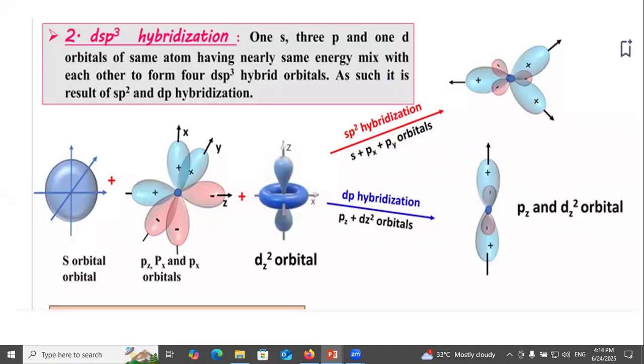dsp3 hybridization: one s, three p, and one d orbitals of the same atom having nearly the same energy mix with each other to form 5 dsp3 hybrid orbitals. As such, it is a result of sp2 and dp hybridization. s orbital, px, py, pz orbitals, dz² orbital.